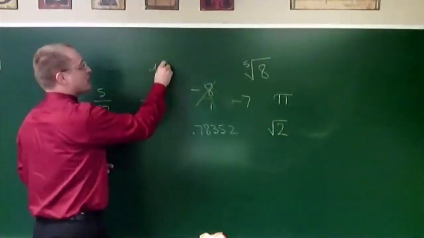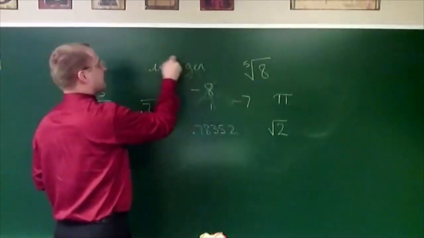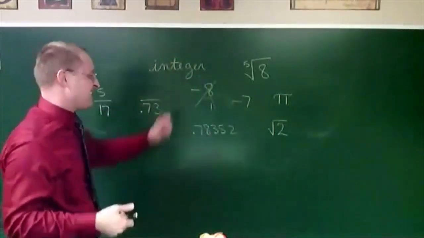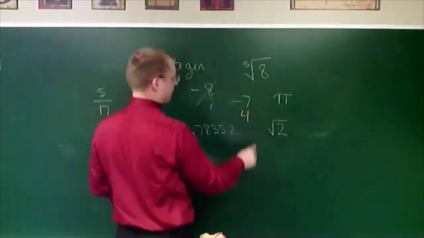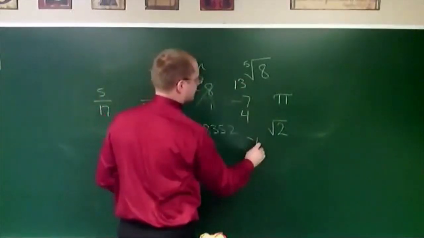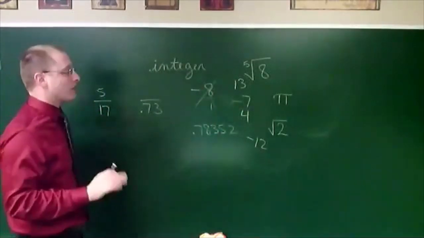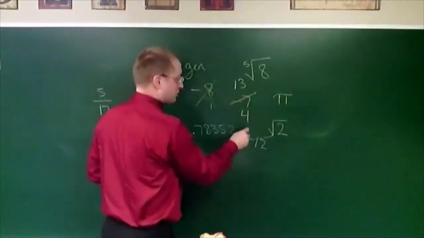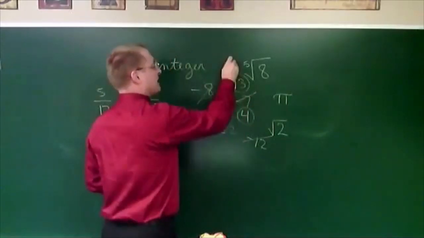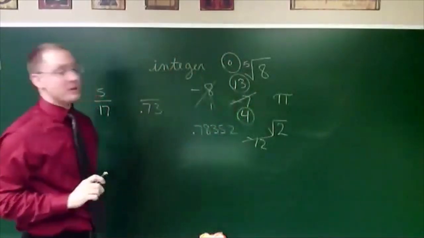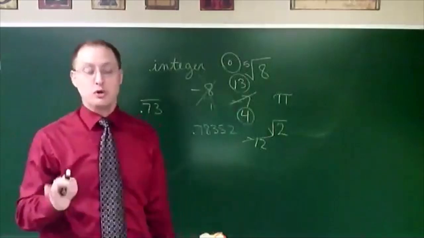Nice. Integer. So remember, an integer means a nice, easy number, like -7 or 4 or 13 or -12. There's no fractions, no decimals. We like integers. Now, if we cut the negatives out and we had only the positives and maybe 0, what do we call those? Good, those are the whole numbers.